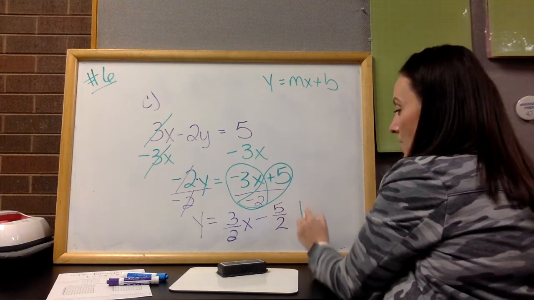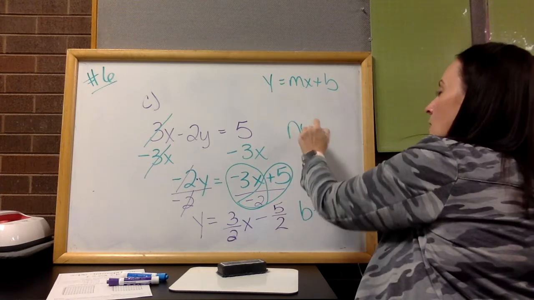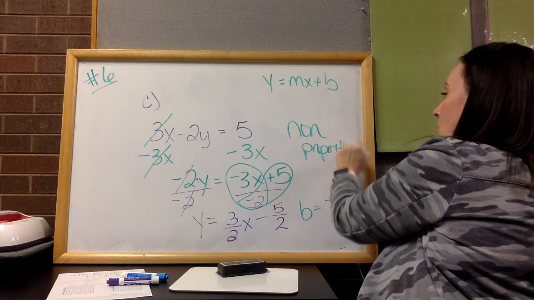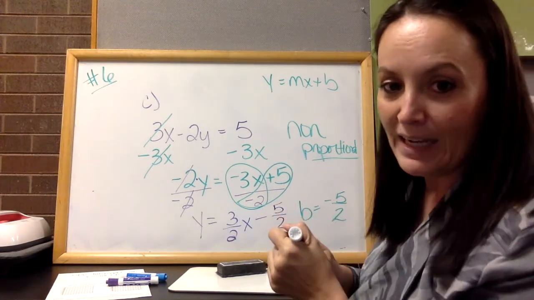Since there is a b equals -5/2, this one is the one that is non-proportional. So this should have been your answer for number 6. Number 6, your answer should have been C.